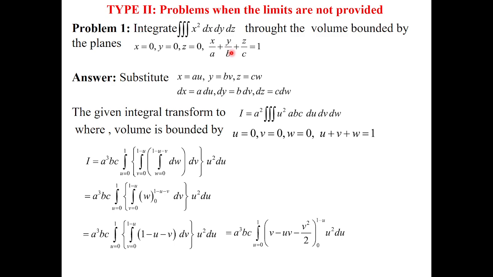this is converted to x by a, it is u, y by b, it is equals to v, and z by c, it is equals to w. So this can be written as u plus v plus w equals to 1. So this is the converted equations. ये converted equation के form में आ गया है.